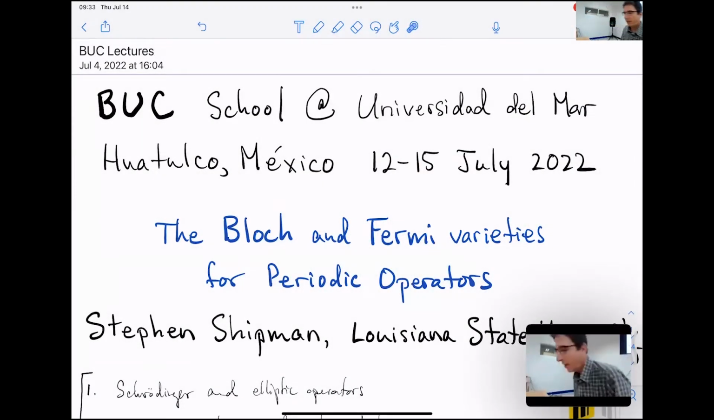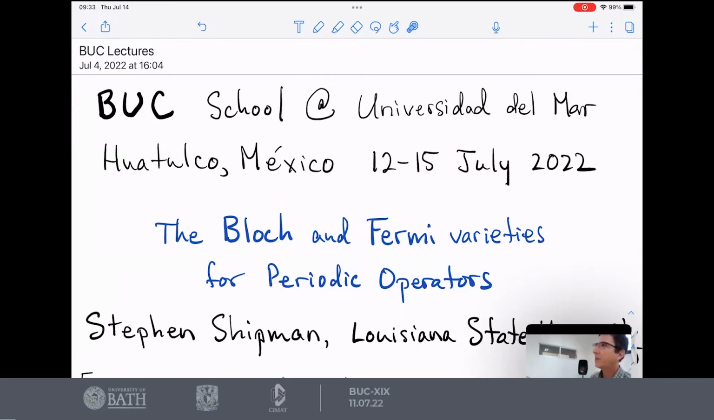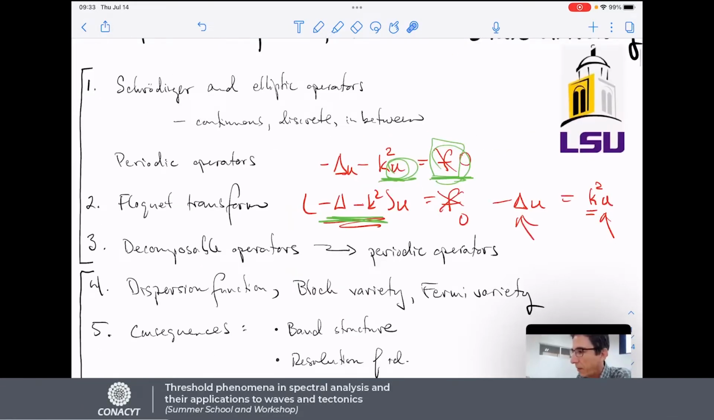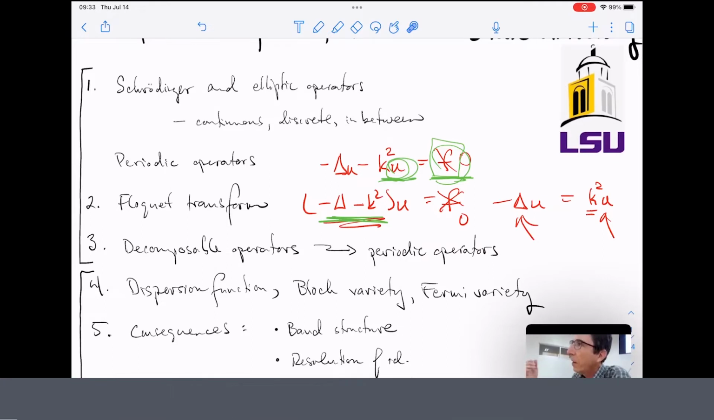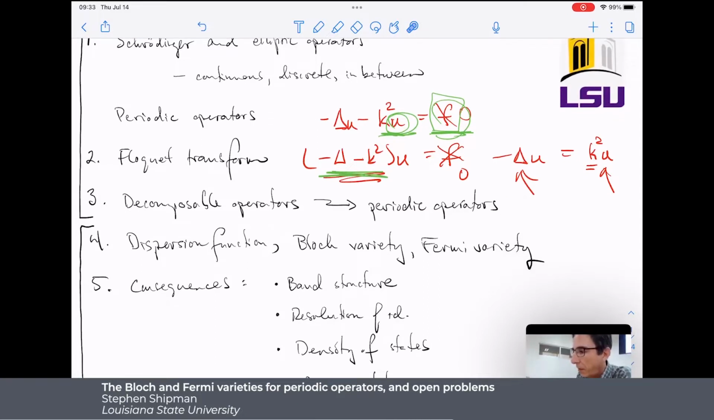Good morning. Let me first review a bit about what I talked about yesterday and what I promised you for today. This was concerning the Bloch and the Fermi varieties for periodic operators. And you'll remember that I had some discussion about Schrödinger and elliptic type operators in the continuum, on graphs, and on metric graphs. And then I promised that I would describe the Bloch transform.